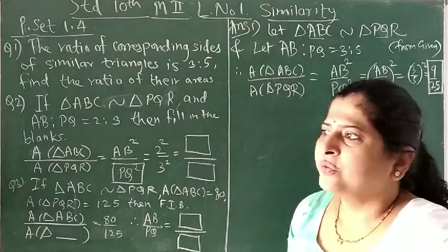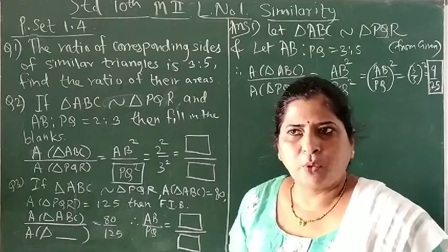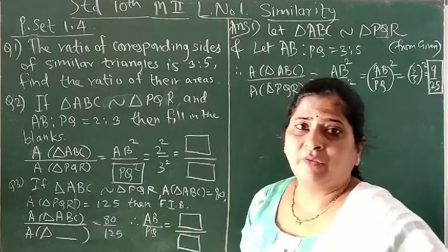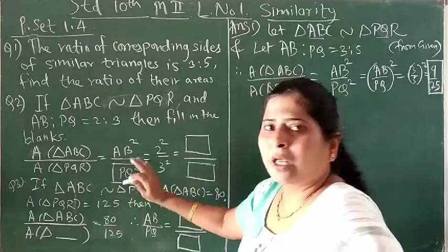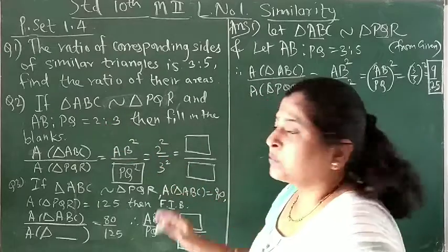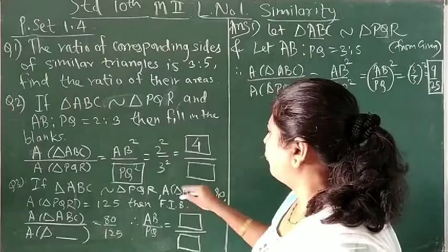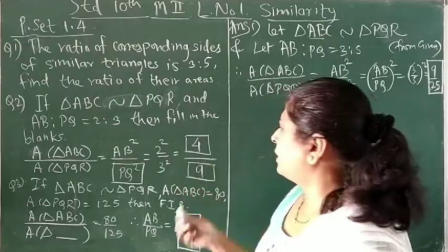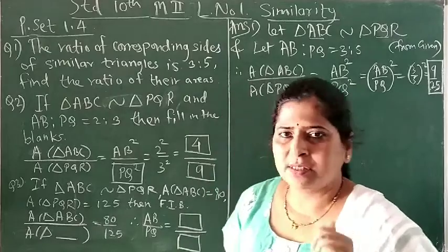So students, to whom it is very difficult to solve very big questions, you can solve this activity based questions very easily. Okay. So here it is AB square, accordingly here it should be PQ square. Now here it is 2 square upon 3 square, already given. So just remains to take 2 square, which is 4, and 3 square is 9. That's it. You can get marks for this activity based questions easily.